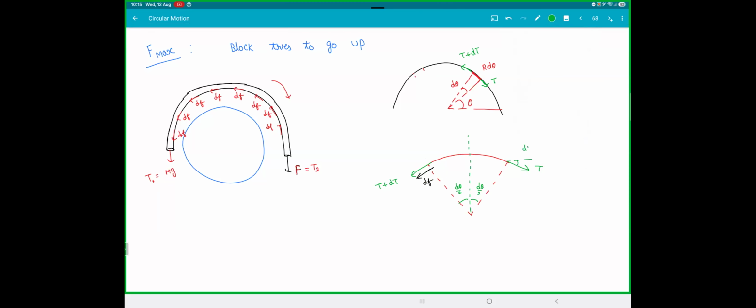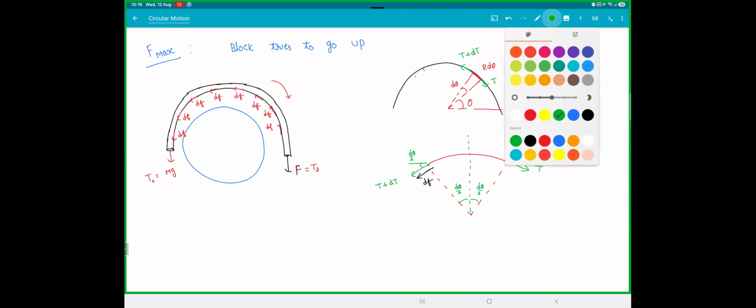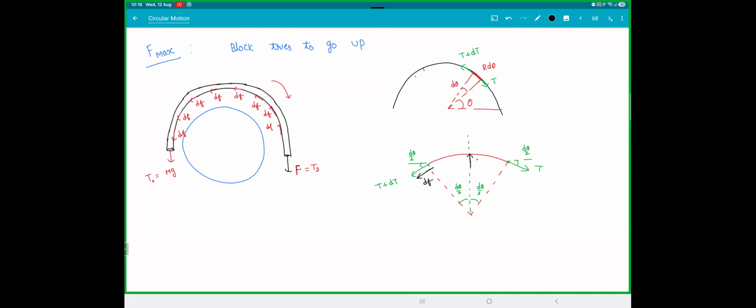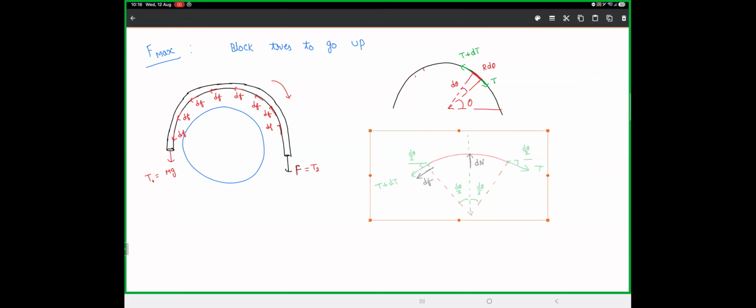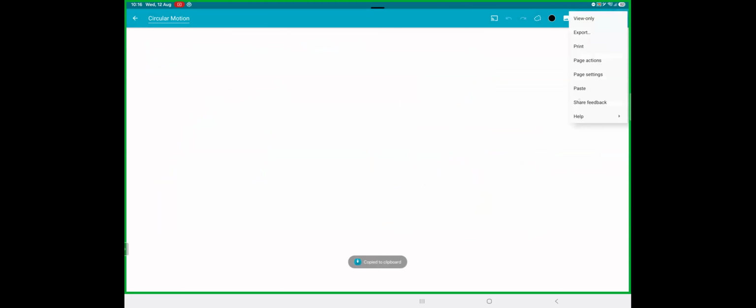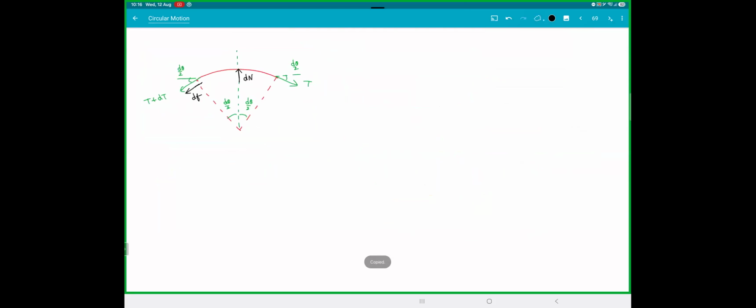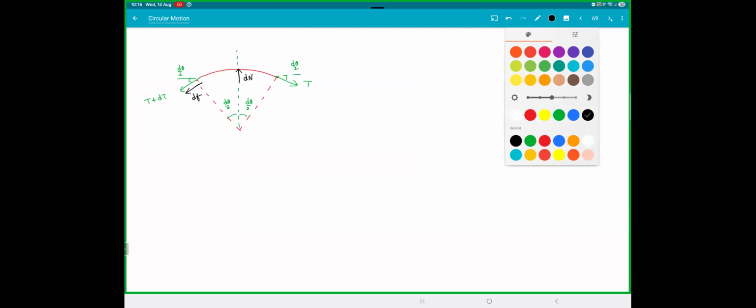This angle will be d theta by 2. This angle will be d theta by 2. And you also have a force, normal reaction dN. Please have a look at the free body diagram. This is clear? So two tensions, one normal reaction, one friction. Total 4 forces will be there on the small string R d theta. Now once we got here, I can resolve them into components.